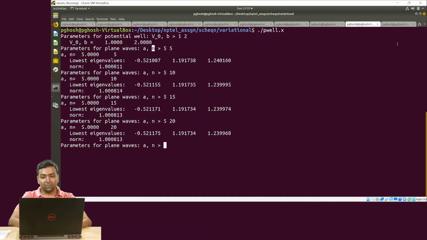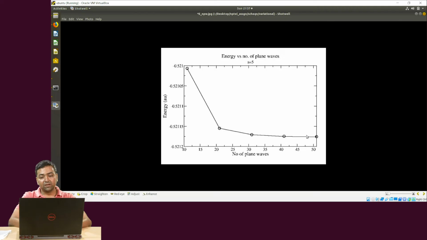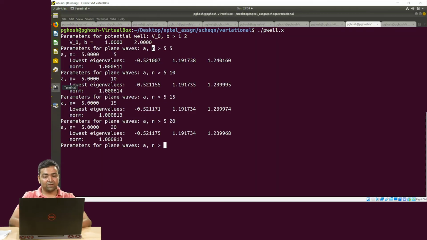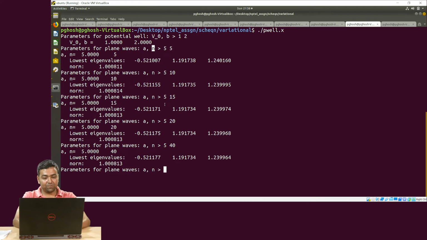Since from the figure which we had drawn, we see that it roughly converges between 41 and 45, and things do not change much. So, what I will do is run the code while varying the value of A. I will start with A equals 5 and the number of plane waves n to be 40, and I will just run the code. Okay. So, this is what I get for the eigenvalues.